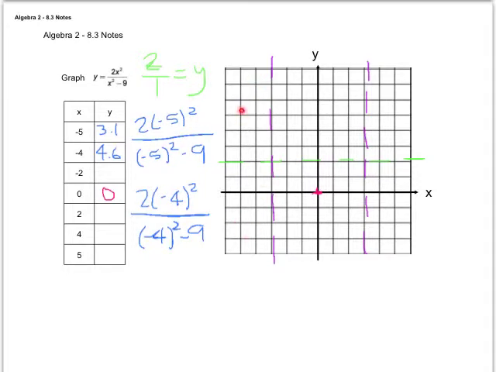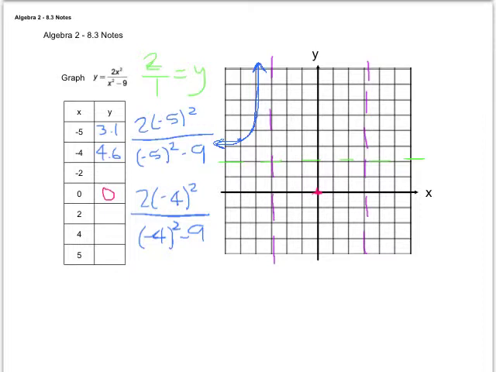So this takes care of this area right here. Let's go ahead and plot these 2 points then. So I'm at -5, and then I'm at the point 3.1. 1, 2, 3, 1. And then I'm at -4, 4.6. 1, 2, 3, 4, 4.6. So I'm going to have a curve kind of like this. Okay? And that takes care of that left-hand side.